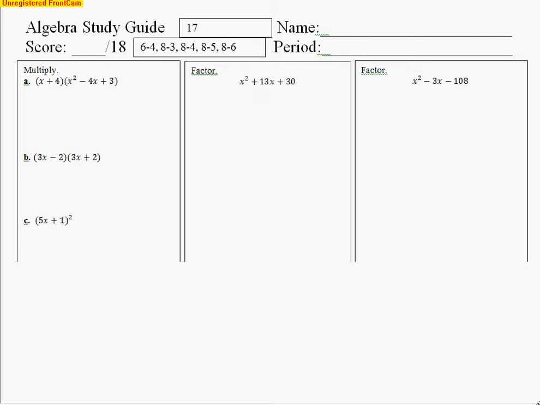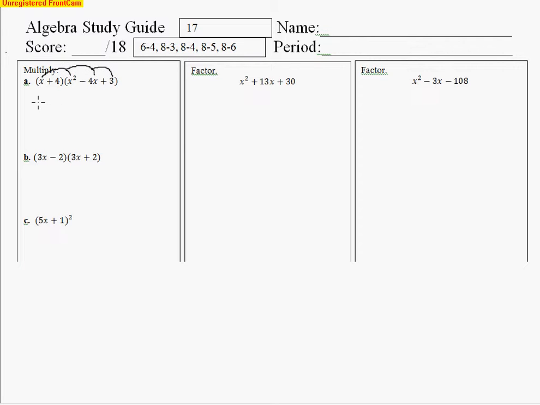These are the solutions for the study guide for the 17th test of algebra. And let's take a look at our first problem here. It says that we're supposed to multiply this binomial by a trinomial. So basically I'm taking the x and multiplying it over each of these terms.